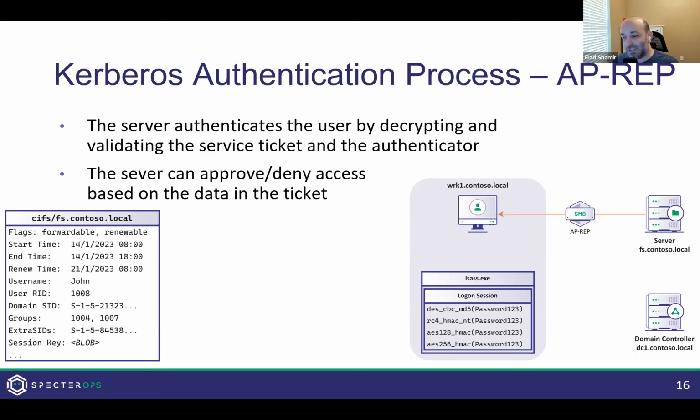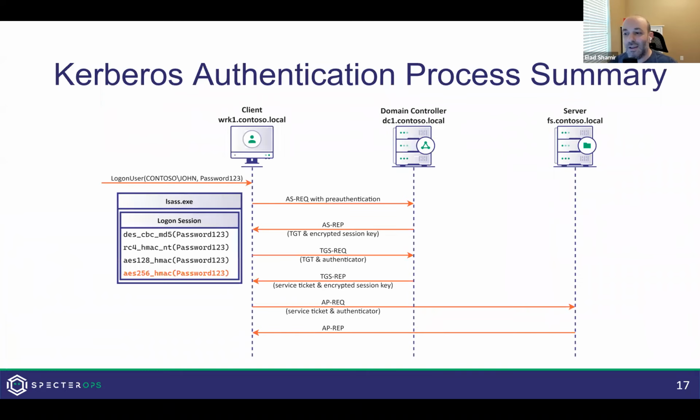The last step is for the server to respond with an app rep message to tell the user that it's all good and potentially exchange a new session key if that's required. We have here an overview of the entire process for your reference. If you don't remember it by heart yet, don't worry. We'll see it a few more times in this session. And we will also explain the steps very briefly again as we go over the abuse techniques for each step.